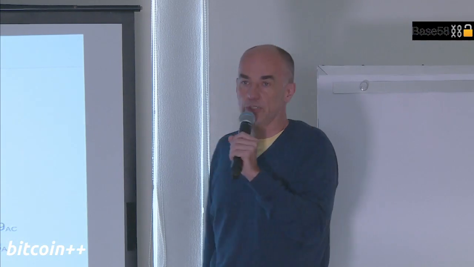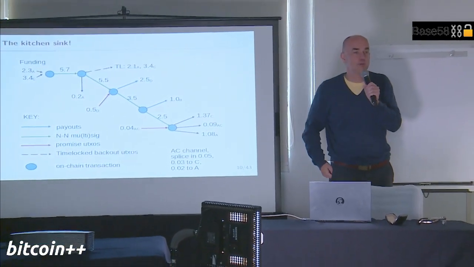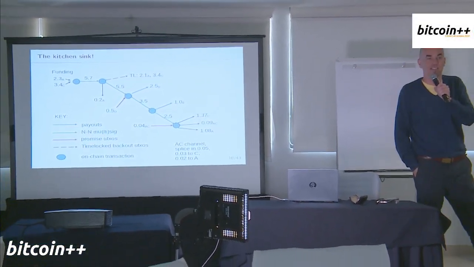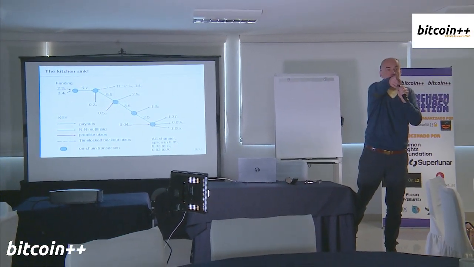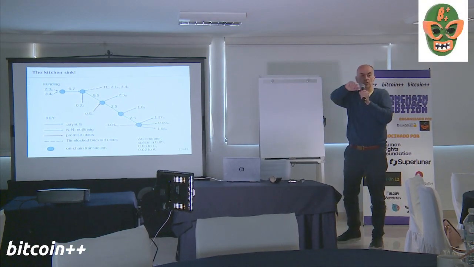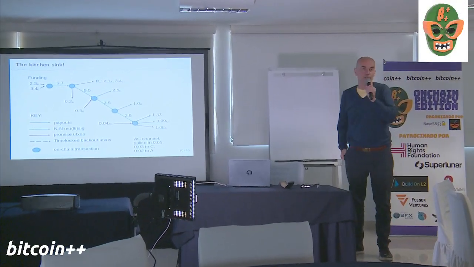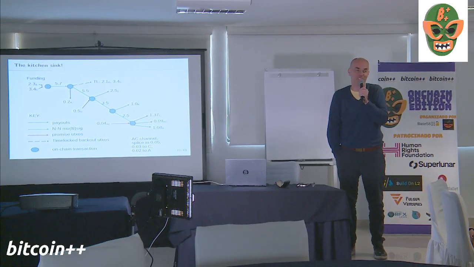So where's the pay join? Can anybody tell me where the pay join is? Sorry about the camera thing. Can anybody tell me where the pay join is? Sean, is it? A collaborative spin between two parties? Yes, that's what a pay join is, but where is the pay join on this diagram? Sorry, slightly harder question than what is a pay join.